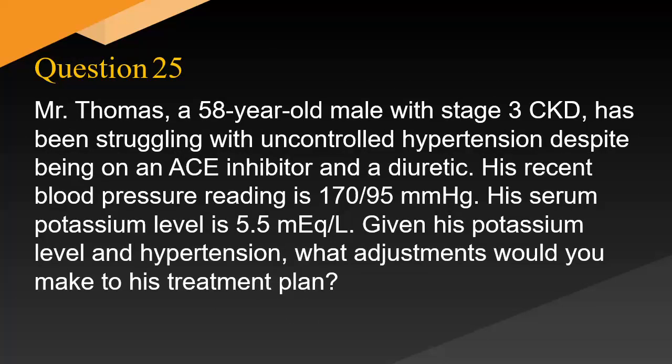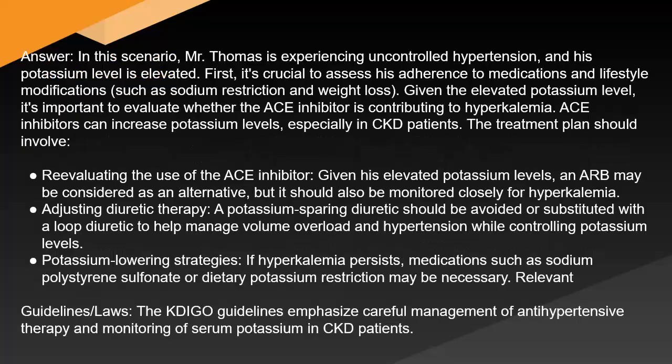Mr. Thomas, a 58-year-old male with stage 3 CKD, has been struggling with uncontrolled hypertension despite being on an ACE inhibitor and a diuretic. His recent blood pressure reading is 107/95 mmHg. His serum potassium level is 5.5 mEq/L. Given his potassium level and hypertension, what adjustments would you make to his treatment plan? Answer: in this scenario, Mr.